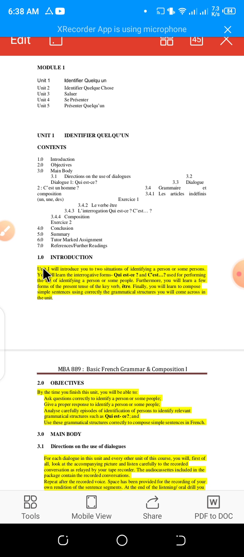Introduction. Unit 1 will introduce you to two situations of identifying a person or some persons. You will learn the interrogative forms qui est and c'est, used for performing the act of identifying a person or some people. Furthermore, you will learn a few forms of the present tense of the key verb être. Finally, you will learn to compose simple sentences using correctly the grammatical structures you will come across in the unit.